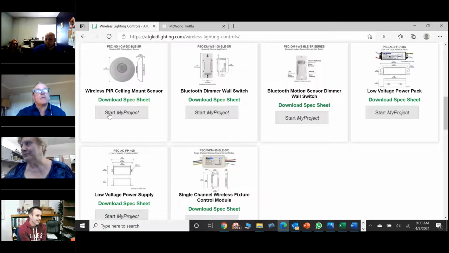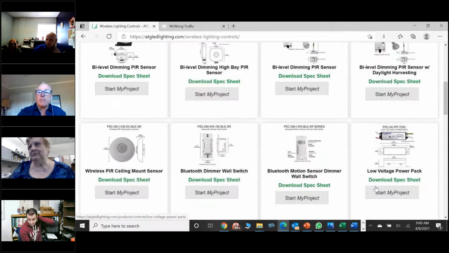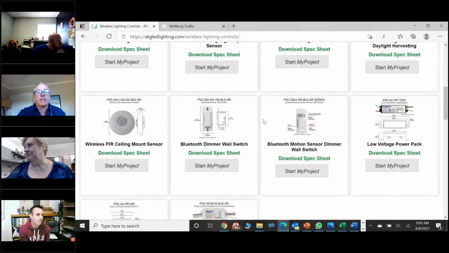What I also wanted you to do was look at some of these spec sheets, and understand that most of them are low voltage, so they require power. They require low voltage power. So in many cases, you're going to be utilizing a low voltage power pack, which will take high voltage and convert it to low voltage to power the various sensors.